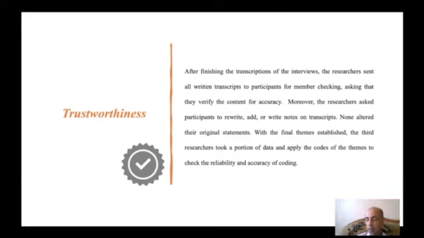Trustworthiness will be provided through 3 phases. The first is resubmitting the recorded files after transcribing them to the participants in order to reread, add, or edit. The second is the agreement between the researchers about the themes and sub-themes. And the third is to invite experts in the field of business and poverty to take a portion, around 10%, and to code this data based on the coding book developed by the researchers.